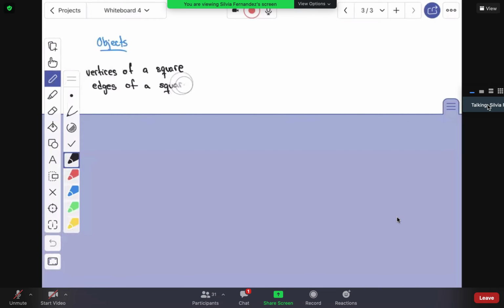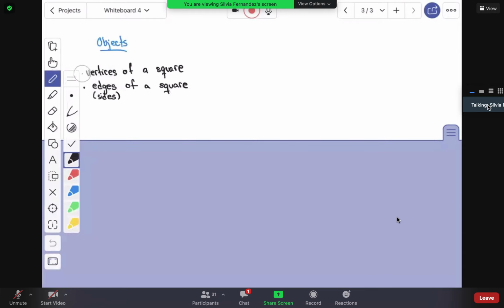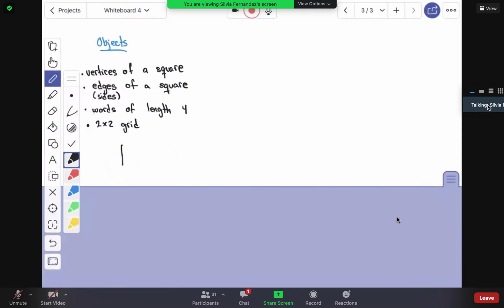So if you go back and look at the same problem, but instead of coloring the vertices, color the edges, you'll see that you'll also get the answer 6. And there is a one-to-one correspondence between the colorings. So the edges or sides of the square, which is equivalent to words of length 4. So I showed you. And it's also equivalent to the 2x2 grid. So imagine that you have a 2x2 board, I guess.